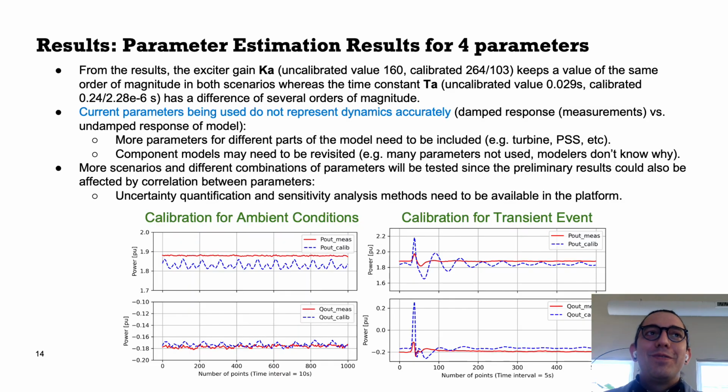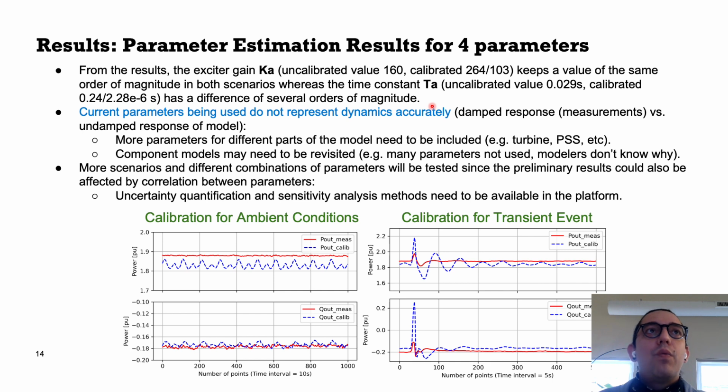Here are some interesting results. Following the same approach, we calibrated for a transient event. Here are the results of comparing the simulation to the data for both ambient conditions and transient event. We found that the gain parameter Ka kept a value of the same order of magnitude, whereas the parameter Ta had several orders of magnitude of difference.